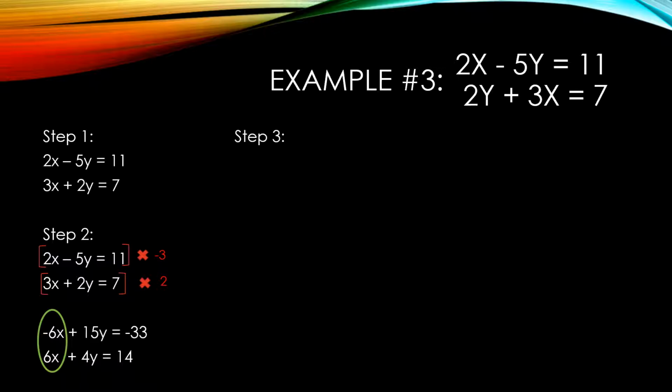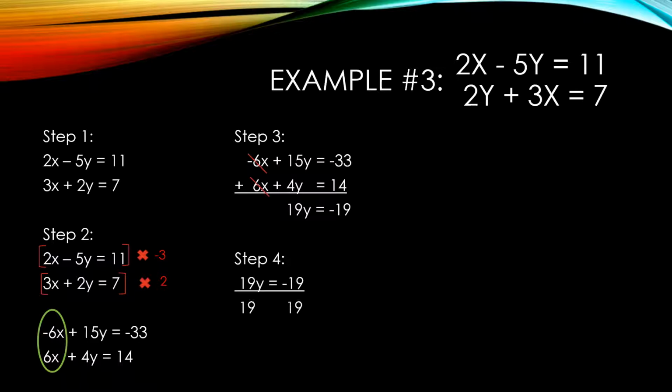Step number 3, add your two equations together. So the two equations that we produced in step 2, we're going to add those two together. And once we do that, we will eliminate our x value, add our y's, add our constants to get 19y equaling negative 19. Step number 4, we will use algebra to solve for y. What does that mean? We divide out by the coefficient of y, and once we do that, we will have our y value equaling negative 1.